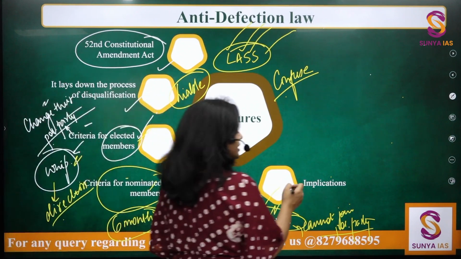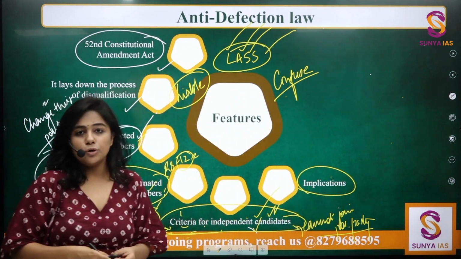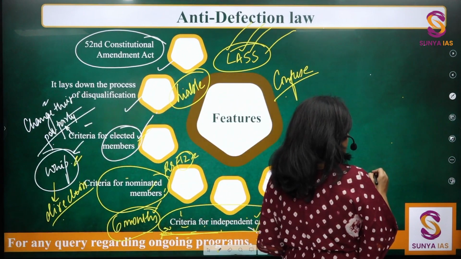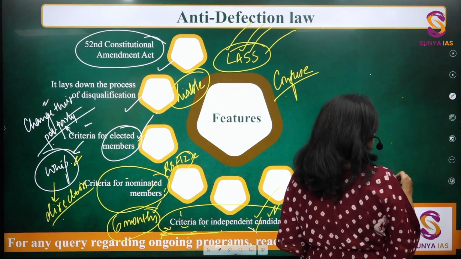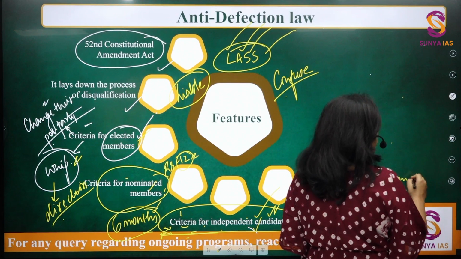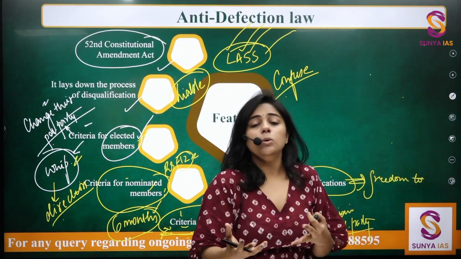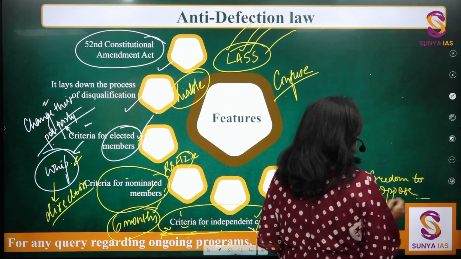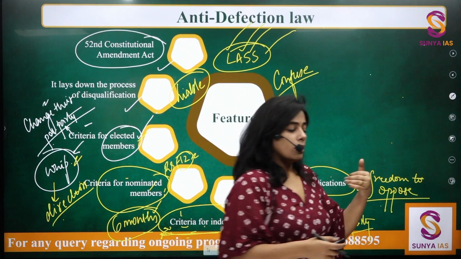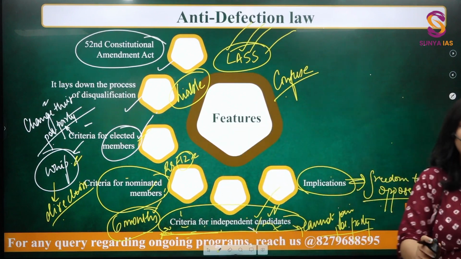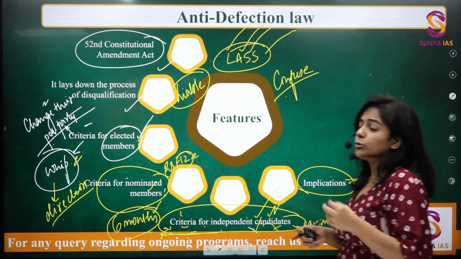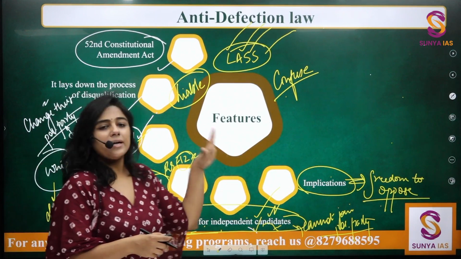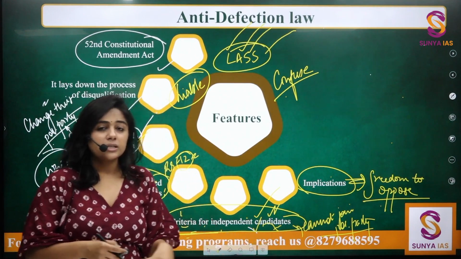Then what is the implication of all of this that I just told you? The implication is primarily that there is no freedom to oppose, right? There is no freedom to oppose for the independent or for the legislators, you know. There is no freedom to oppose any decision of the political party. If you want to oppose, you oppose in the party high command, in the party office, right?